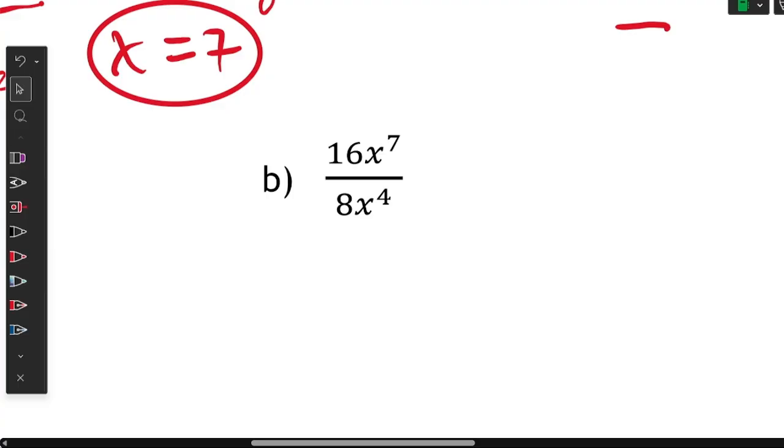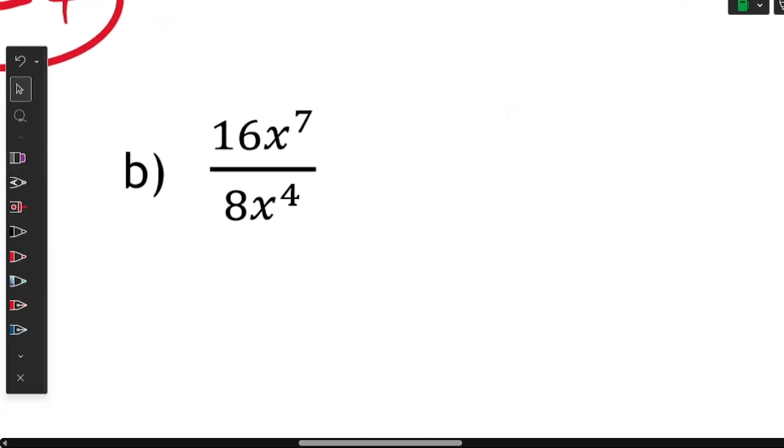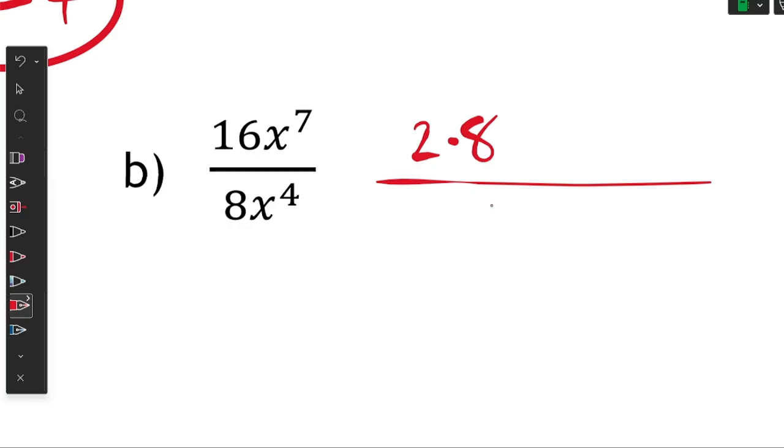So on B, there's some numbers here, and I'm going to take a moment to identify those. 16 itself is 2 times 8. And I'm going to write that because I see there's a factor of 8 in the bottom already. The other thing that I like to do is if my exponents aren't negative, I'll typically just write down the smaller and I'll repeat it above.